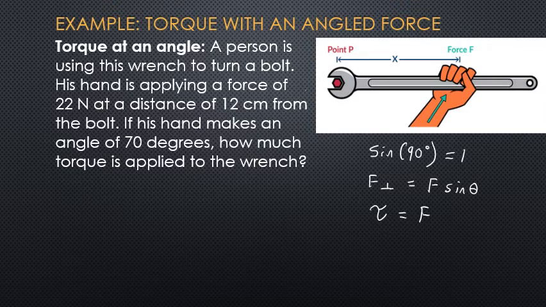So then our overall torque equation becomes force times the distance to the pivot point, the radius, times sine of the angle of the force. Right? So that's our full equation for torque that takes into account the strength of the force, the length of the radius, and the angle involved.